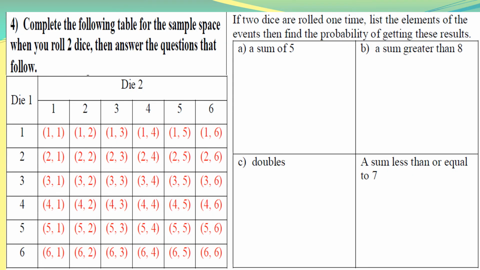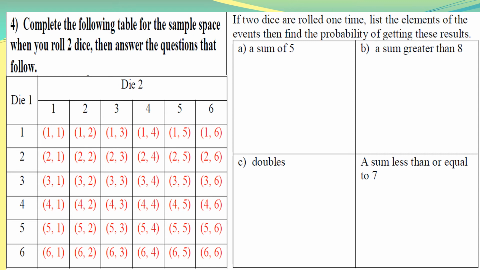Complete the following table for the sample space when you roll 2 dice. Then answer the questions that follow. We already learned the elements of the sample space for rolling 2 dice, and these are the answers here. There are 36 outcomes. So we can now proceed to answer the questions.